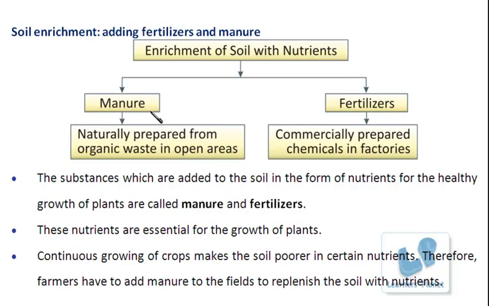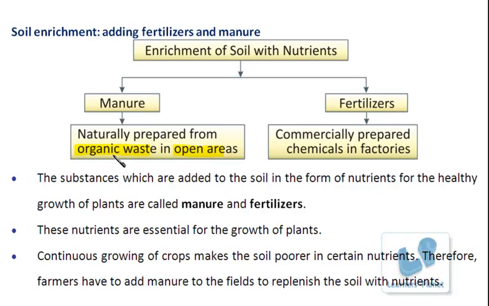Manure is an organic substance which is prepared by the decomposition of organic waste in the open area. The waste is collected in particular dug pits or in the open area, and then exposed to natural conditions so that microorganisms and the natural climatic conditions can decompose or oxidize this waste and convert it into a simplified form. So they contain this organic material as well as some amount of minerals.